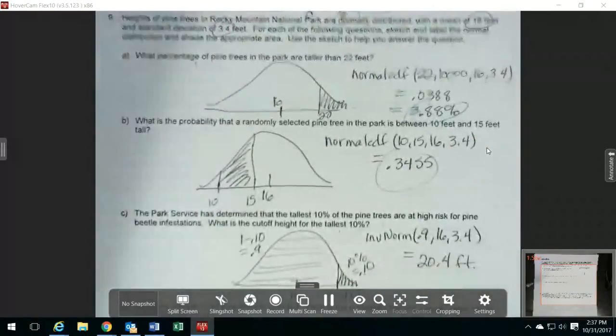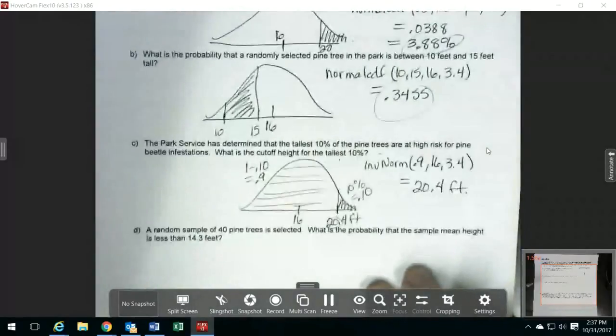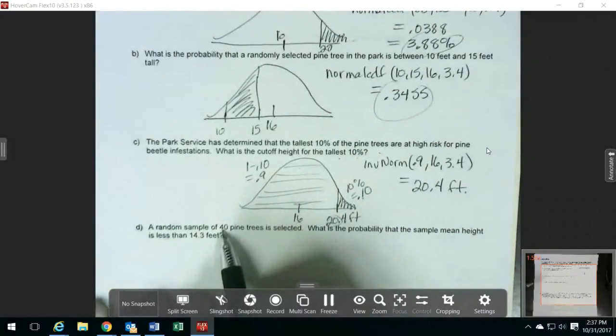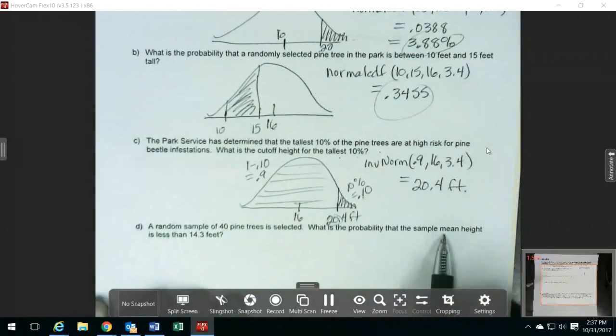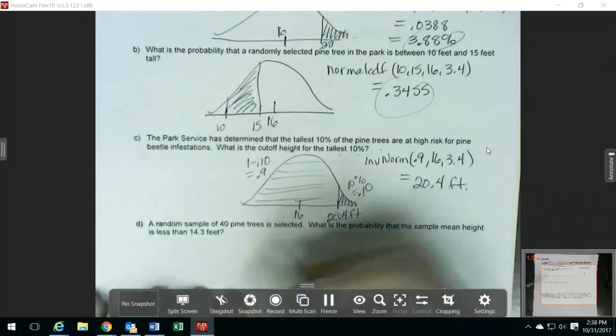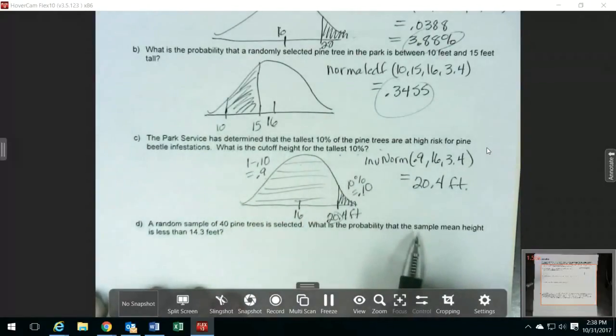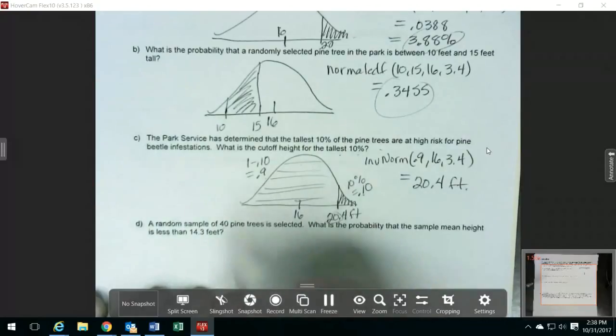Okay, one more from this one. This time we have a random sample of 40 pine trees that are selected. And it's asking about the probability not just for one tree, but for the sample mean height to be less than 14.3 feet. So this time we have to think about the distribution for the sample means.